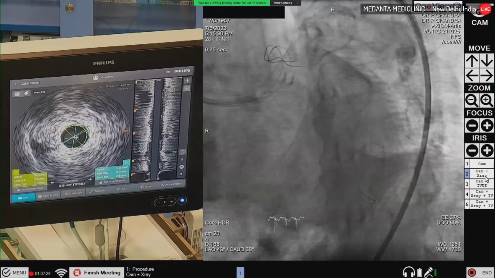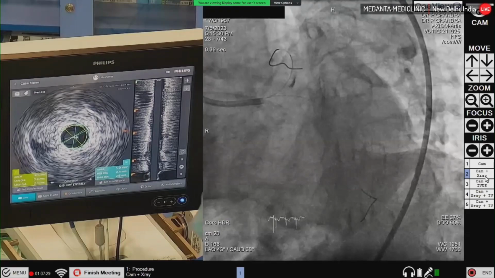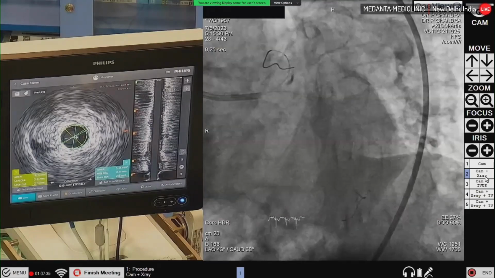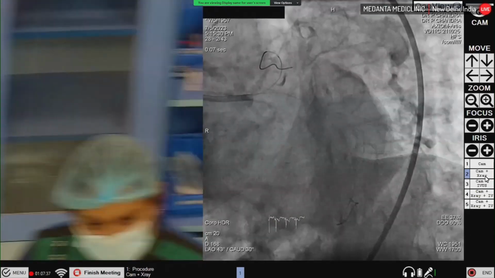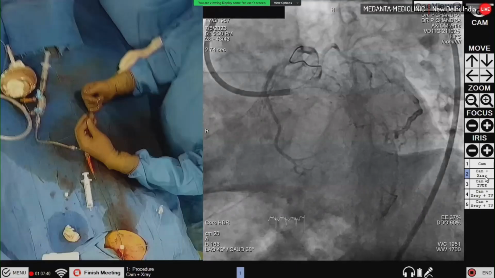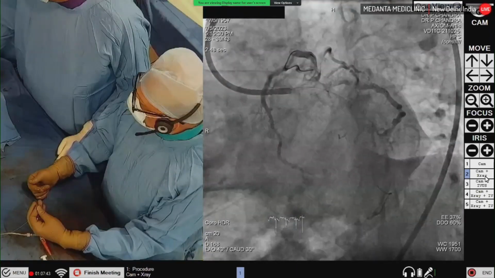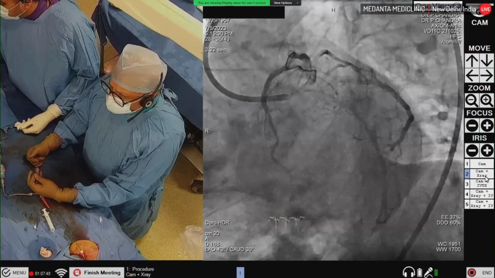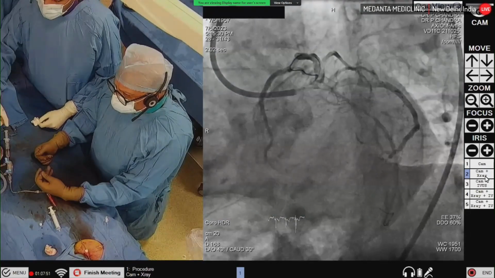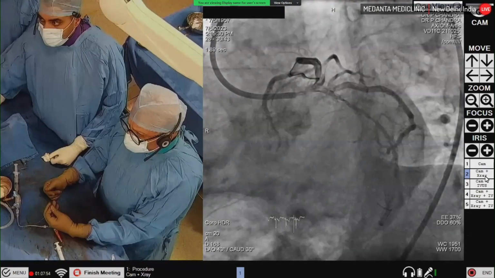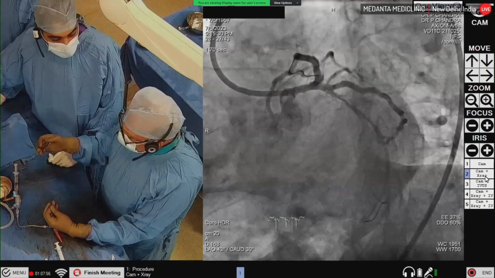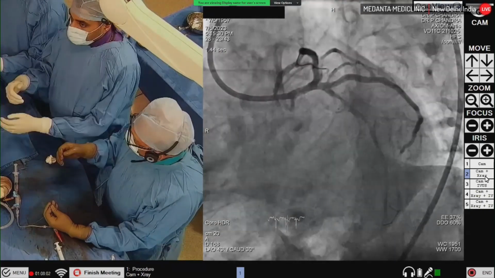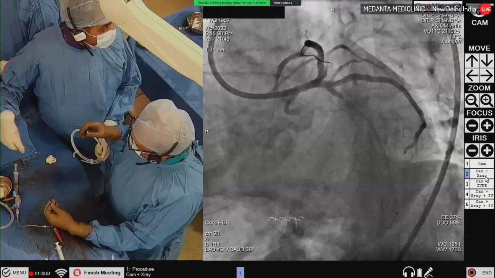Show me the 2.5 by 24 we will have. 2.25, 2.25 by 20. Yes. So we can see now that the dissection in the proximal LAD is something which will need some attention. So we will fix that. And that's why I kept the wire there for a while.